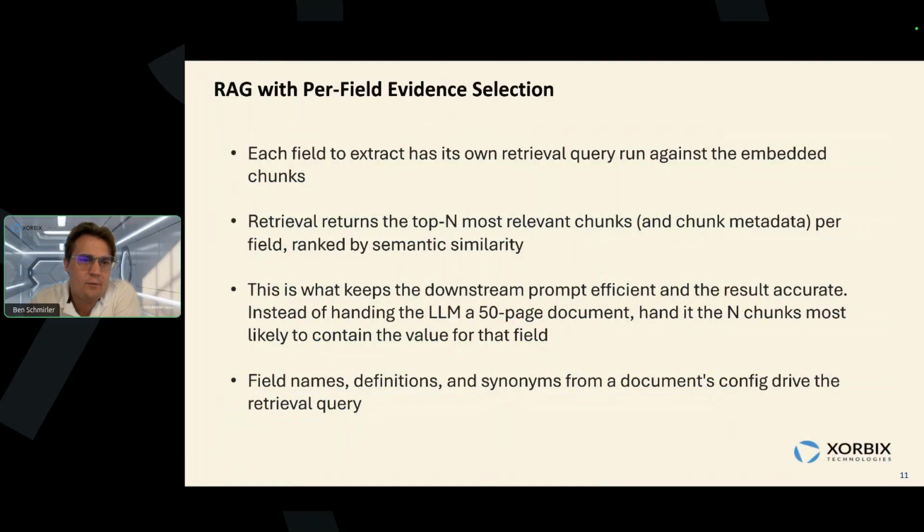All right, so RAG with per-field evidence selection. Each field extracts its own retrieval query against the embedded chunks. Retrieval returns the top n most relevant chunks. So this is how it's getting a similarity. This is what keeps the downstream prompt efficient and the results accurate. So instead of handing the LLM a 50-page document, hand it n chunks most likely to contain the value for that field.